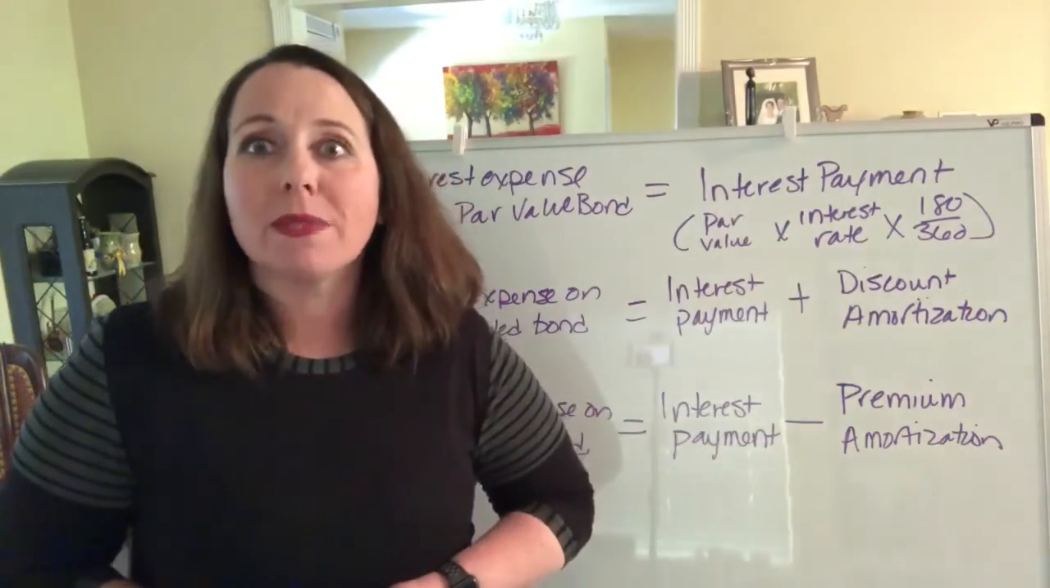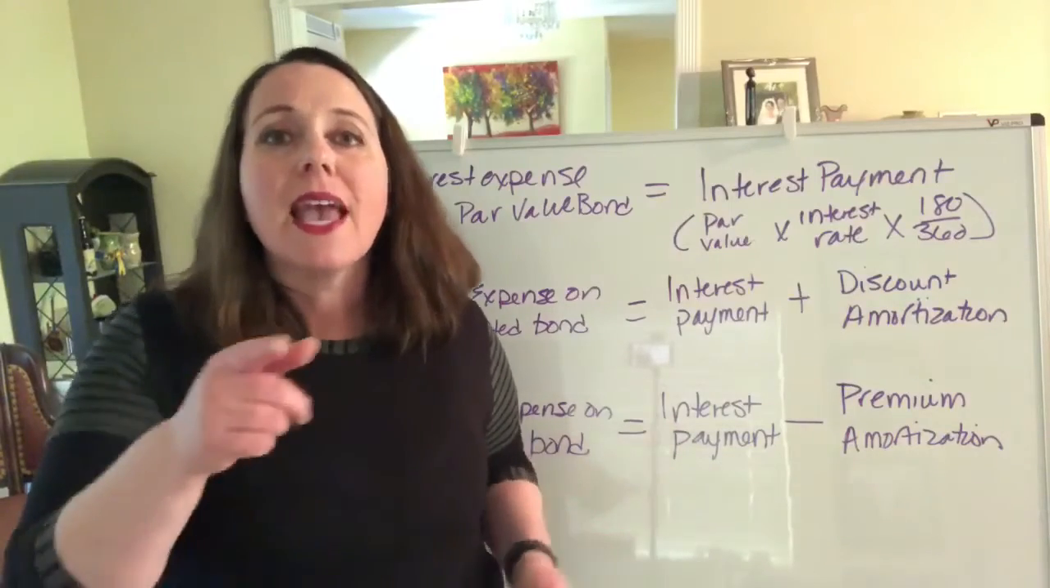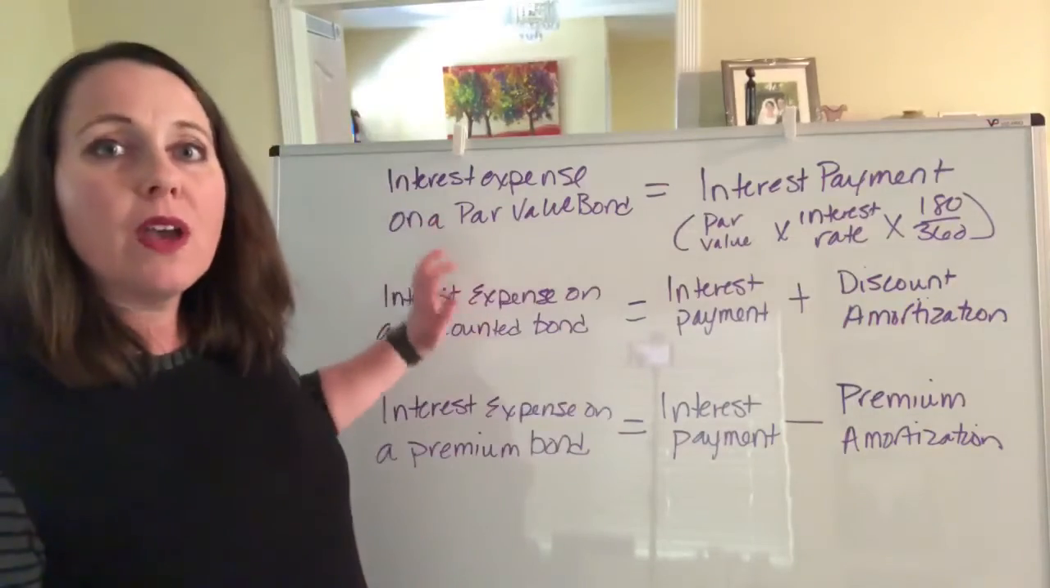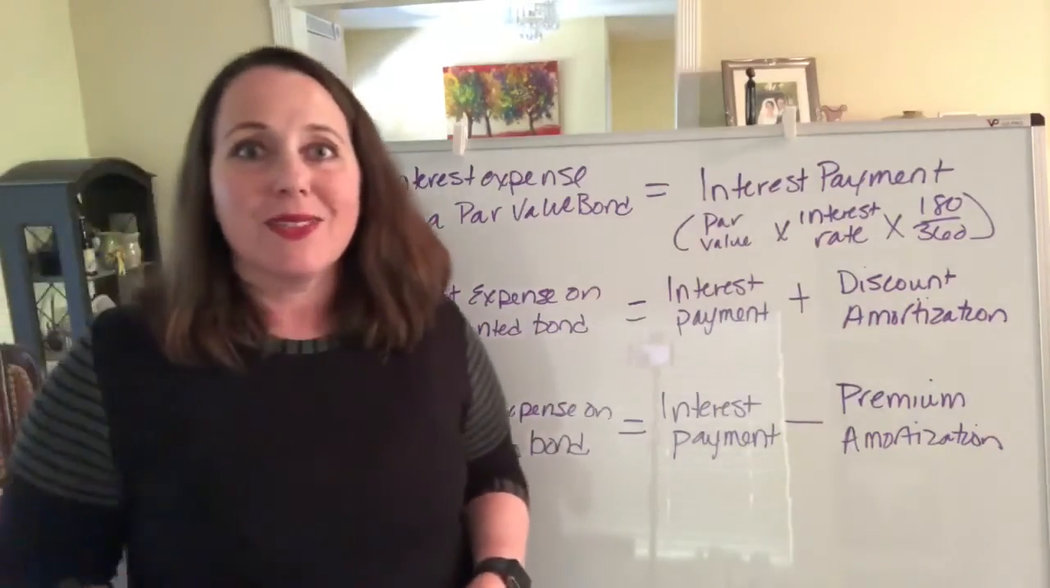All right, that wraps us up for definitions. You guys are thinking now, what do I do with this? And I'm going to show you. We're going to go through 3 examples, one for a par value bond, one for a discounted bond, and one for a premium bond. So stay tuned and I'll see you then.